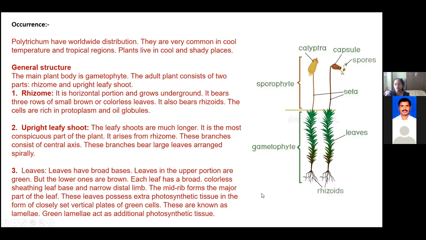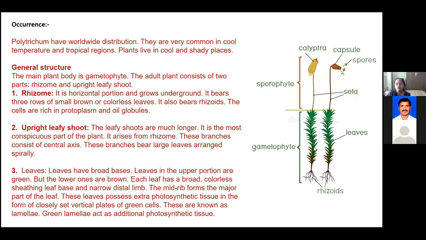So when we talk about the structure of them, we can see the leaves here representing green in color, but the lower ones are brown or colorless as they are part of the rhizome. The upright leafy shoot area possesses green leaves, and they are sessile. That means they don't have any petiole-like structure, so we call them sessile.